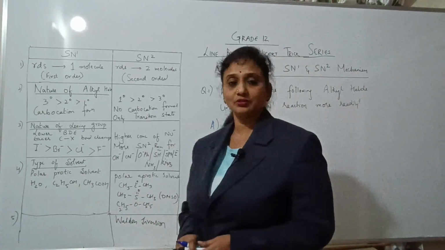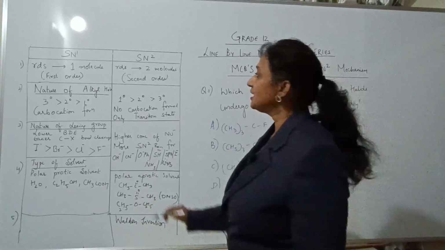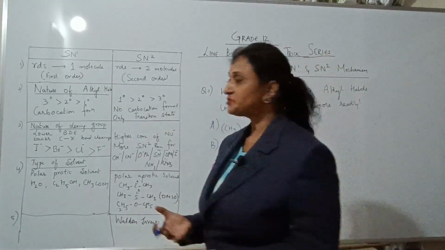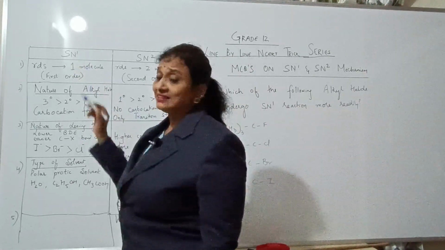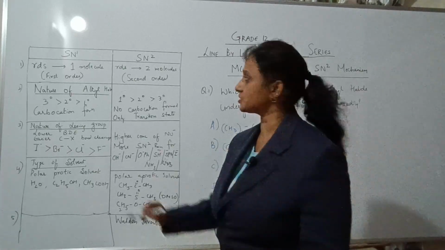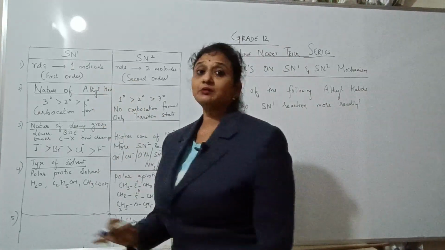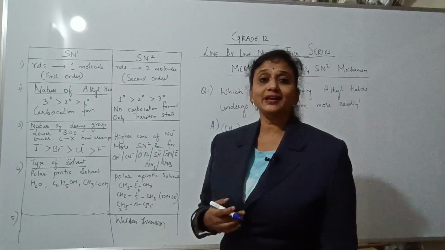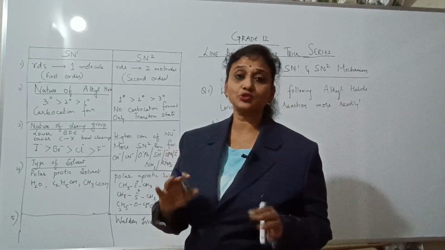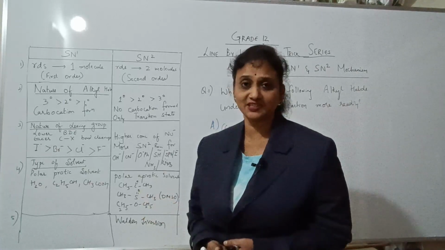The first factor which you should remember is the rate determining step of the SN1 and SN2 mechanisms. As the name suggests, in SN1 the rate in the rate determining step depends upon only one molecule. In SN2, the rate in the rate determining step depends upon the nucleophile and the alkyl halide. Please go through the detailed video, again I am mentioning the same.